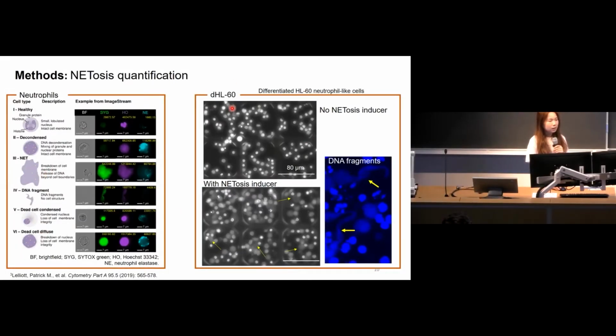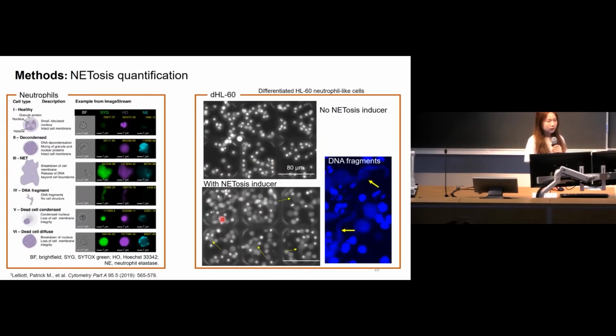For our study, we first start with the dHL60 cell, which is a neutrophil-like cell. It has been extensively used in the study of human neutrophils. Here is an image from the control group. The cells have been stained with Hoechst. They look super bright and rounded, in very good shape.